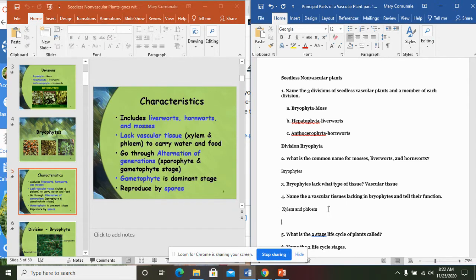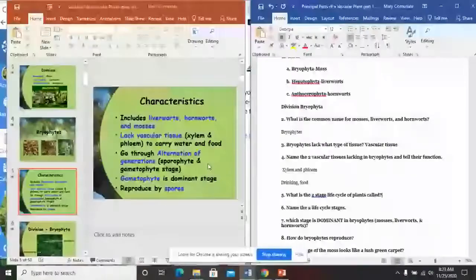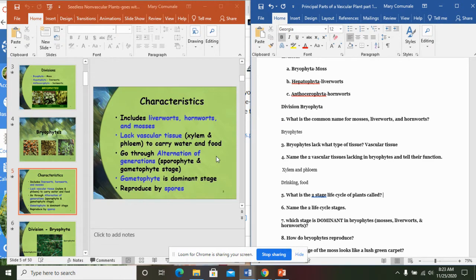So the xylem is for drinking purposes, carrying water, and the phloem is for food. What is the two-stage life cycle of plants called? So they go through alternation of generations, which is a sporophyte and gametophyte stage. So it's called the alternation of generations.